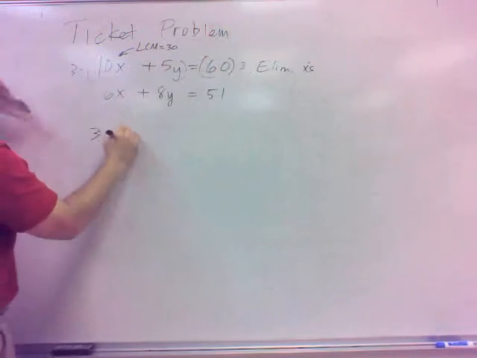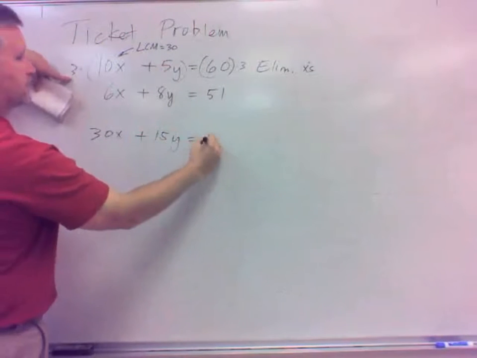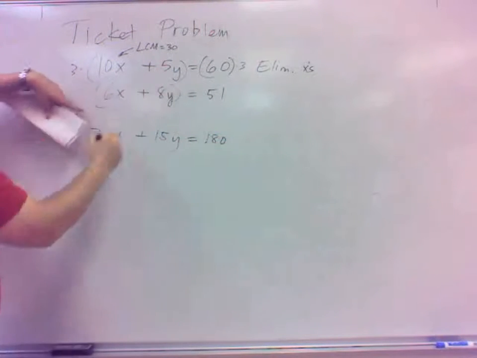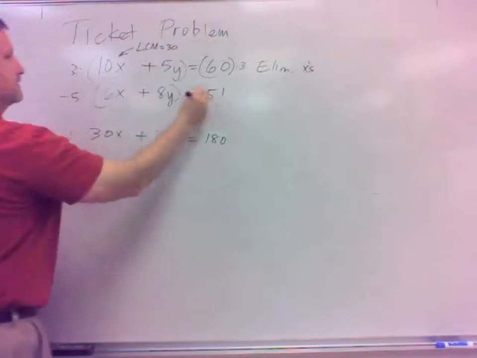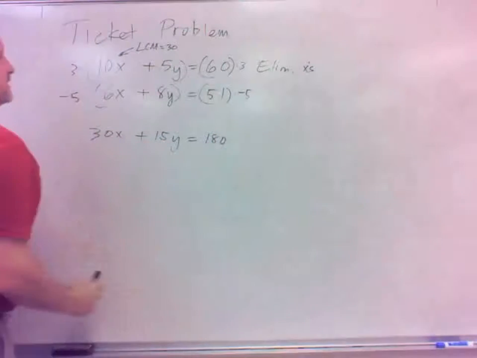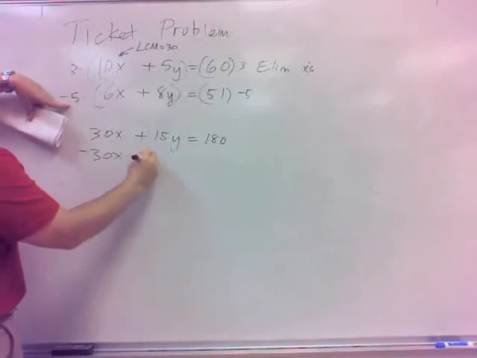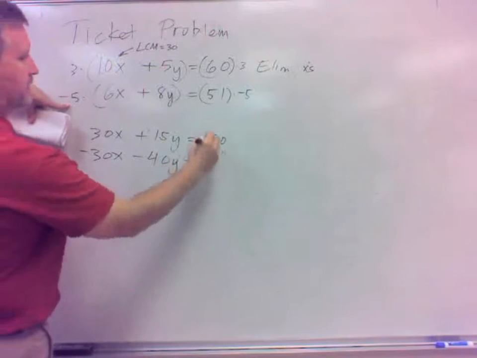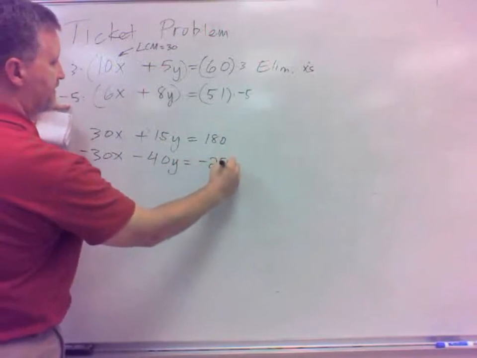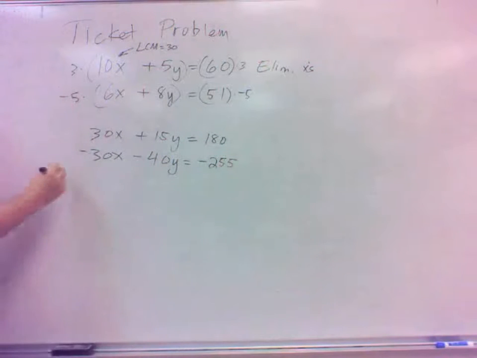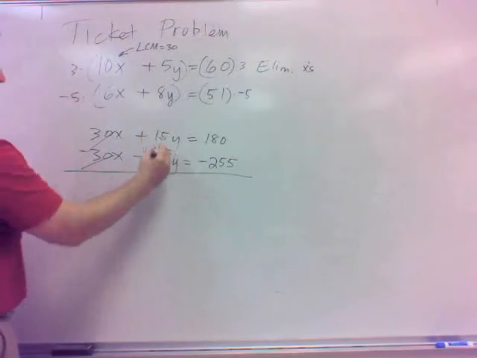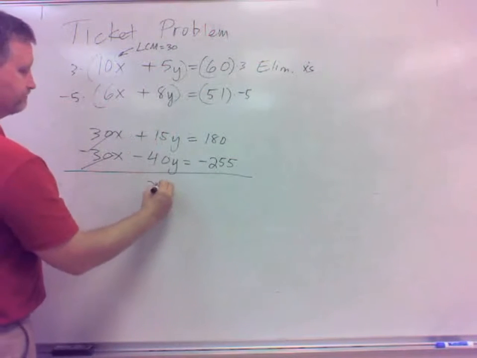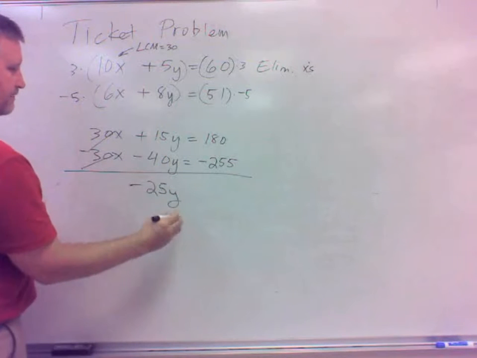So that'd be 30x plus 15y equals 180. The bottom, I need to make it 30, but it needs to be a negative 30, doesn't it? Multiply by negative 5, both sides. So that'd be negative 30x minus 40y is negative 255. Voila, x's cancel. 15y minus 40y, and then negative 25y, right?